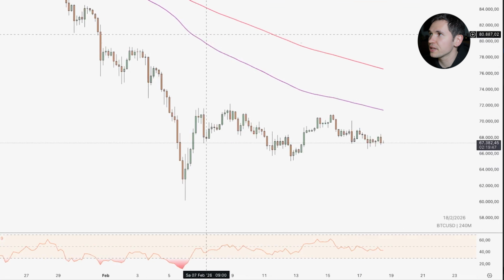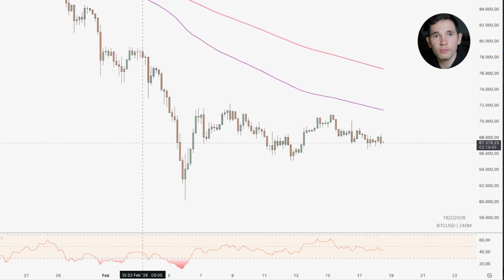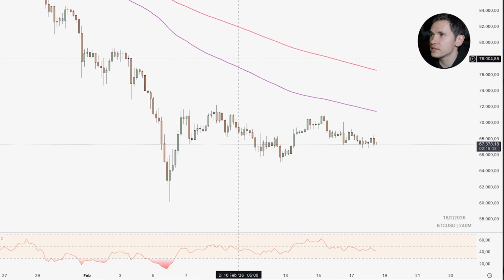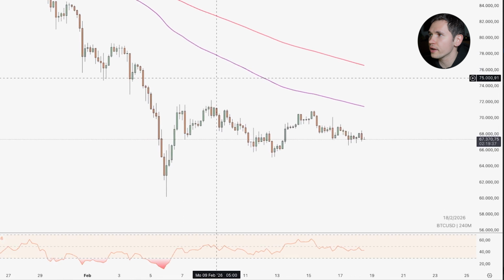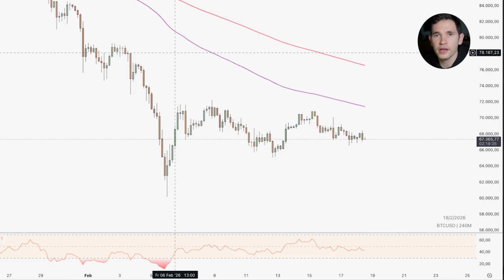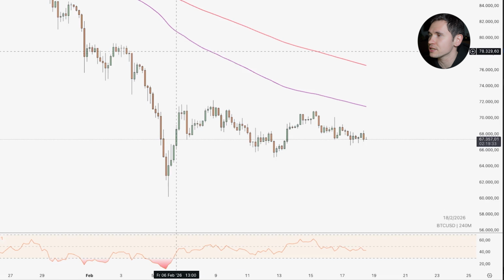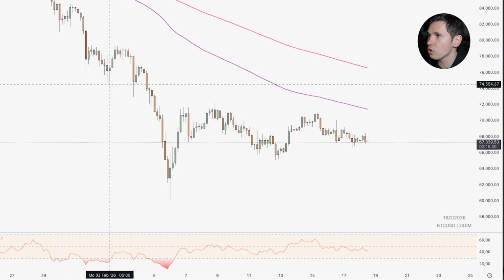Okay guys, here we are on the Bitcoin 4-hour chart. My higher time frame trades are always on the hour 4. It's the most reliable time frame to me and I tend to not try to go any lower than that on my higher time frame trades and on my A+ trades. So let's just quickly go over market structure.